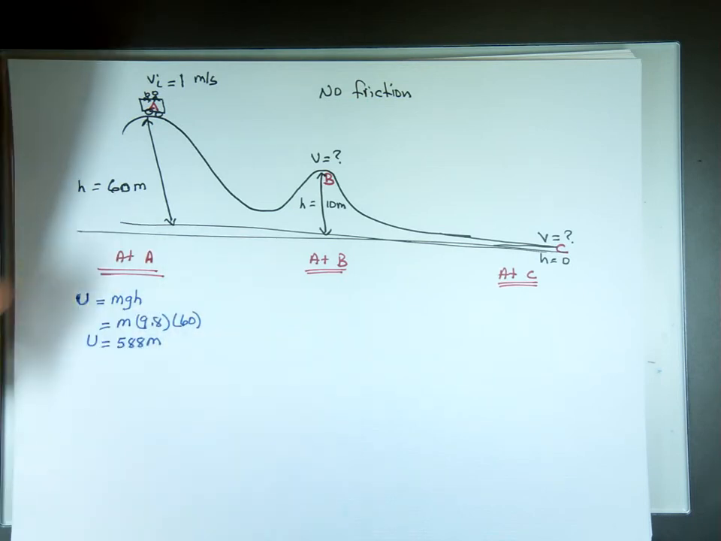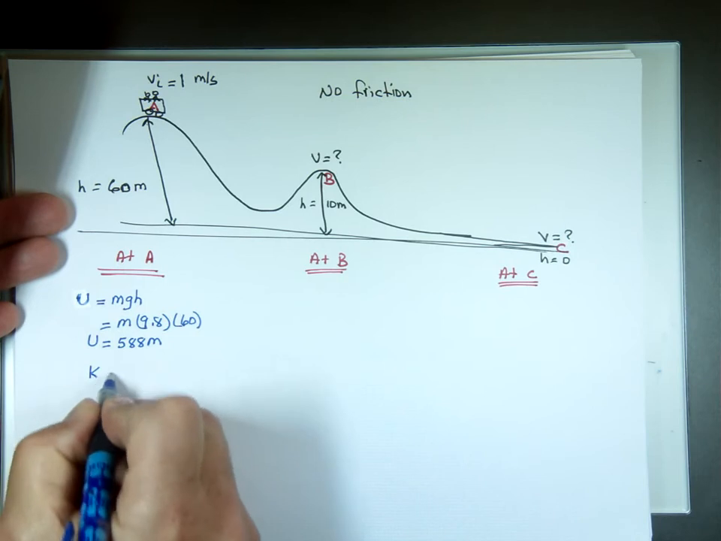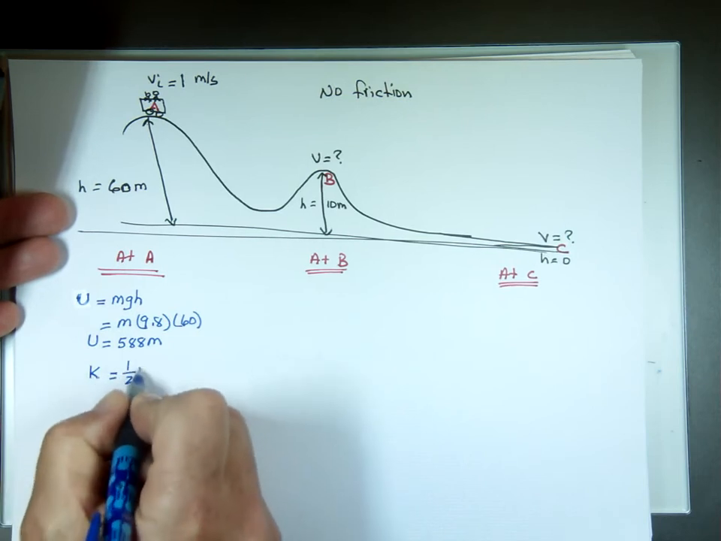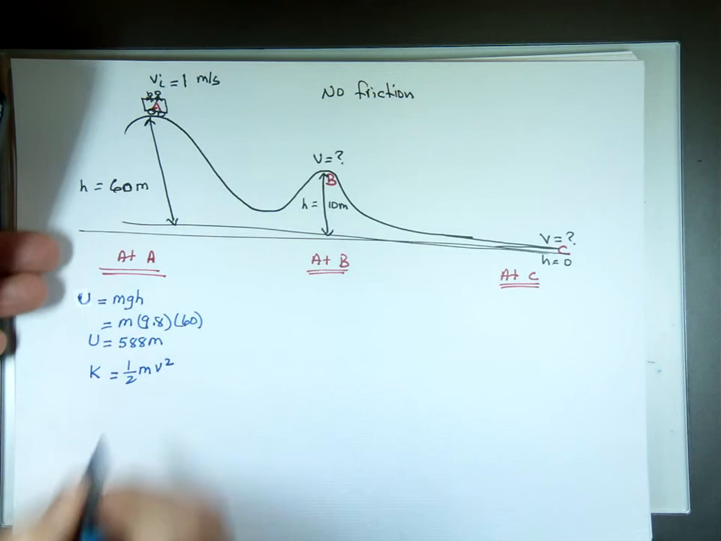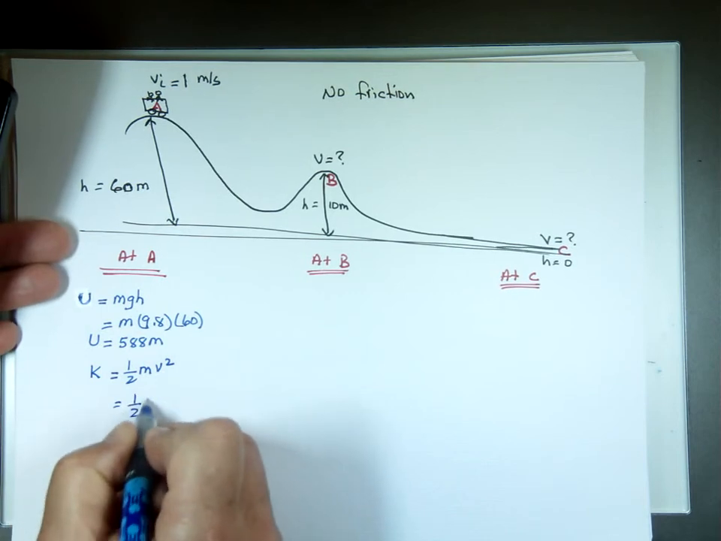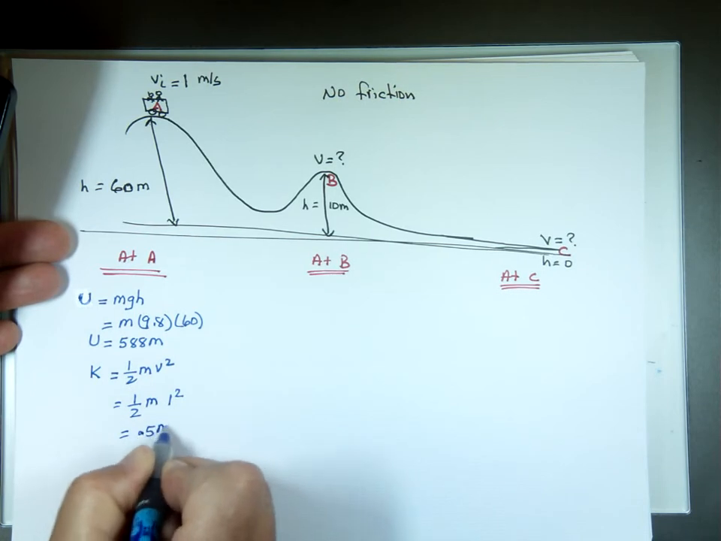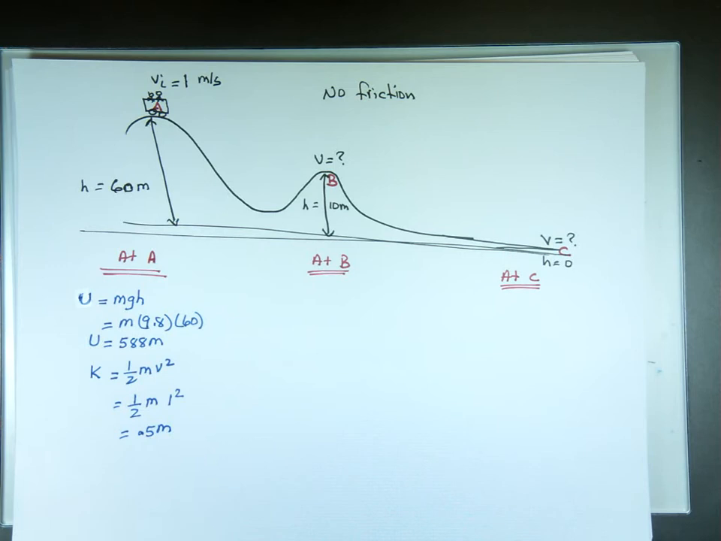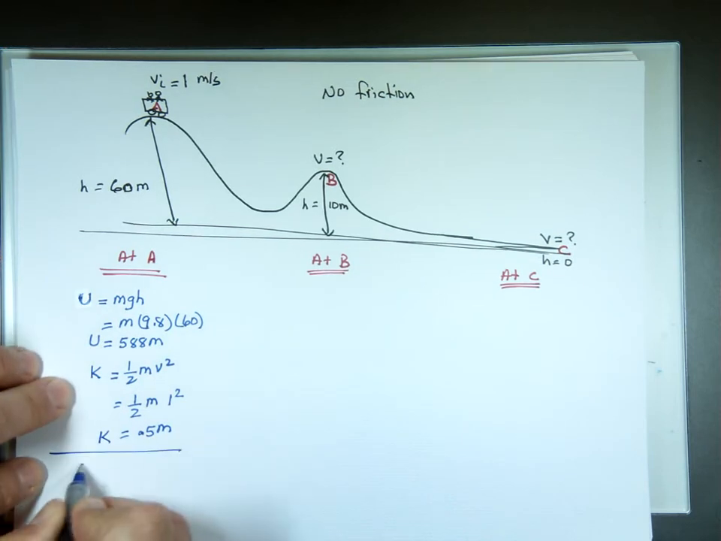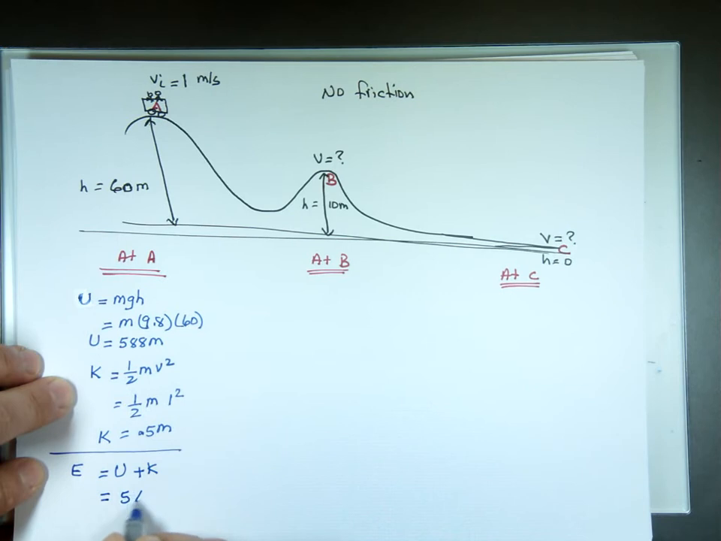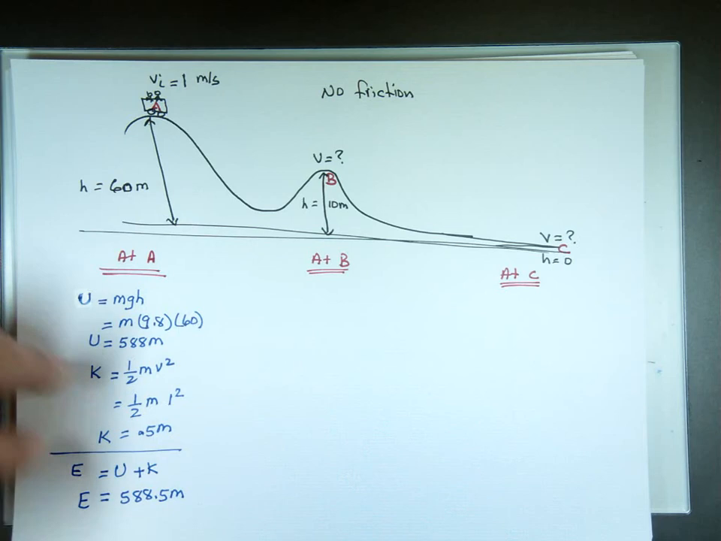The kinetic energy is 1/2 the mass times the velocity squared. So 1/2 m, the velocity is 1 squared, that's 0.5 m. And what's the total energy there? E, which is the potential energy plus the kinetic energy, that should equal to what? 588.5 m. That's point A.